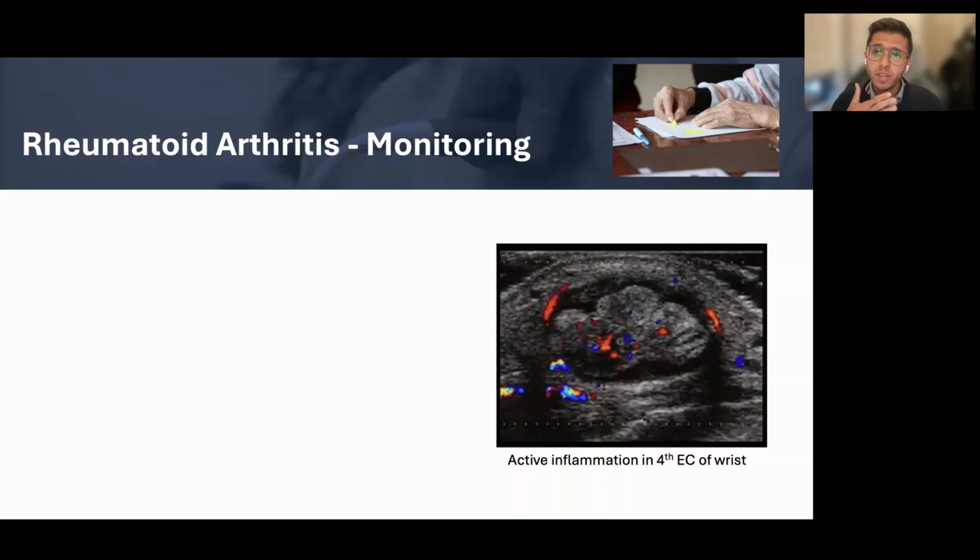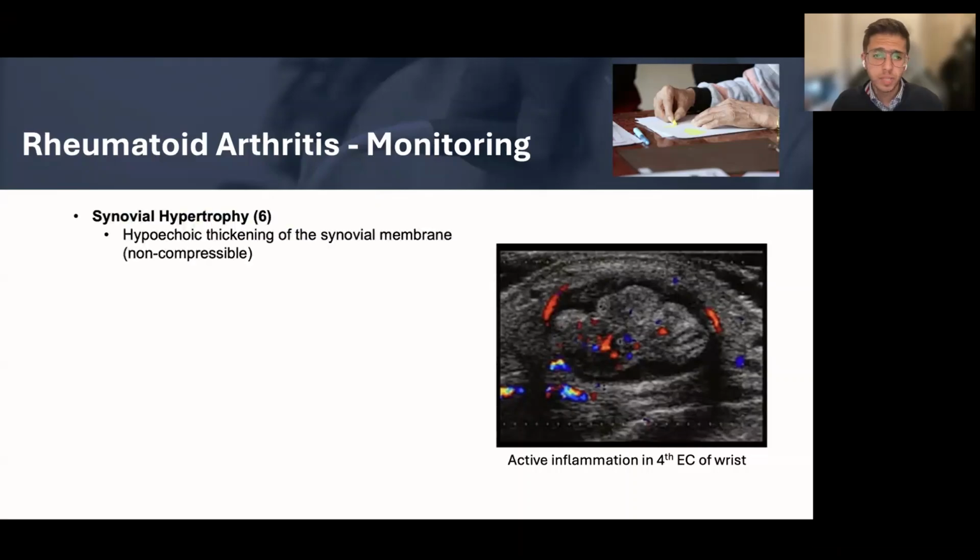On the other end of the spectrum, we have patients with established conditions for many, many years, and then you're asking, do we need to change medication? Do we need to escalate biologics? And actually using an ultrasound to help show you if the disease is active or not can be incredibly helpful.